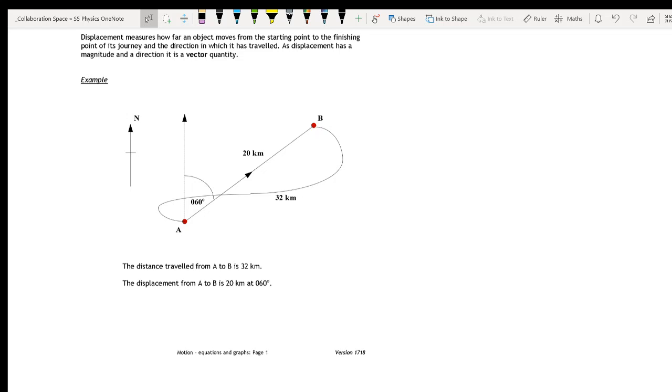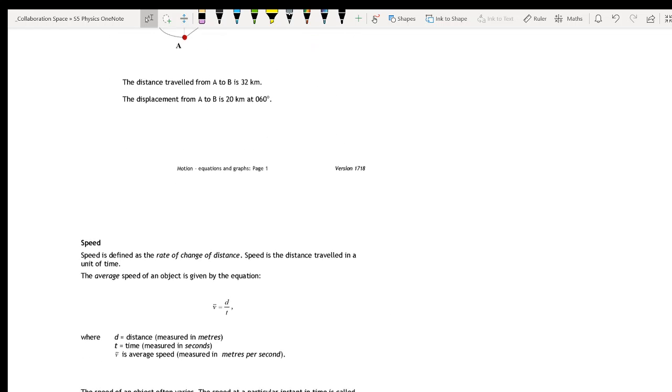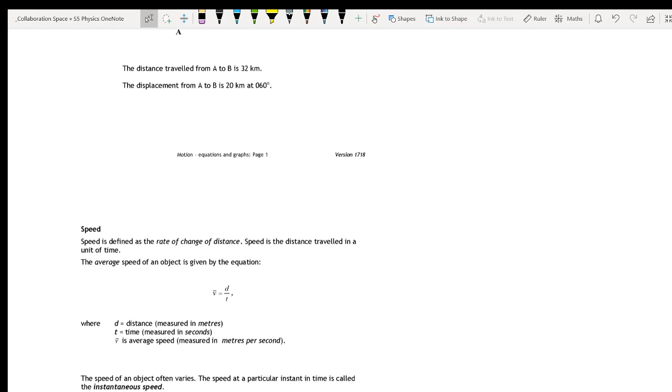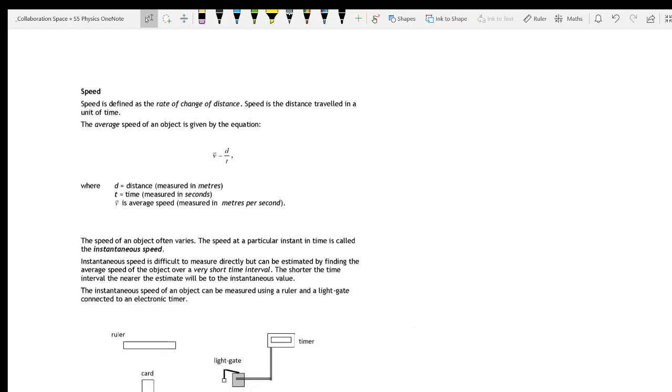But if we wanted to find out where they ended up, the displacement is the distance from the start point to the end point with an angle. And remember, generally, the direction is given as a bearing and it's from north. So it's always good to draw in your north arrow and measure from north to the arrow. Okay. And it's always shown from the start to the end. So the direction is always from the start point to the end point. Okay. So the displacement would be 20 kilometres at 060. So hopefully that's all still familiar from last year.